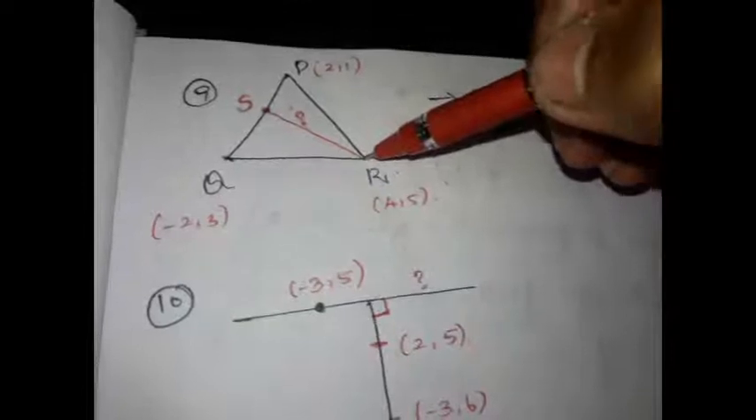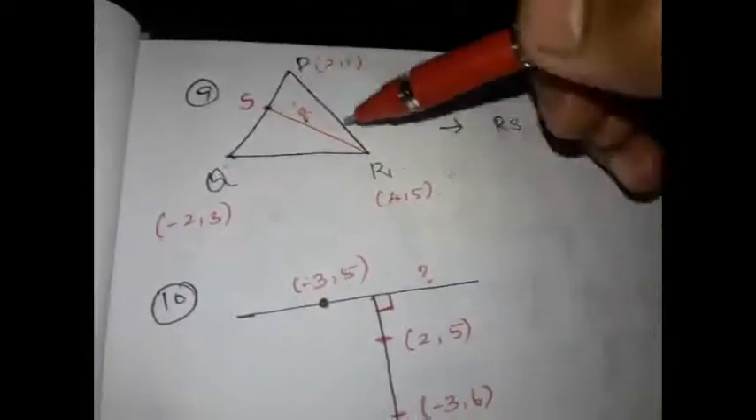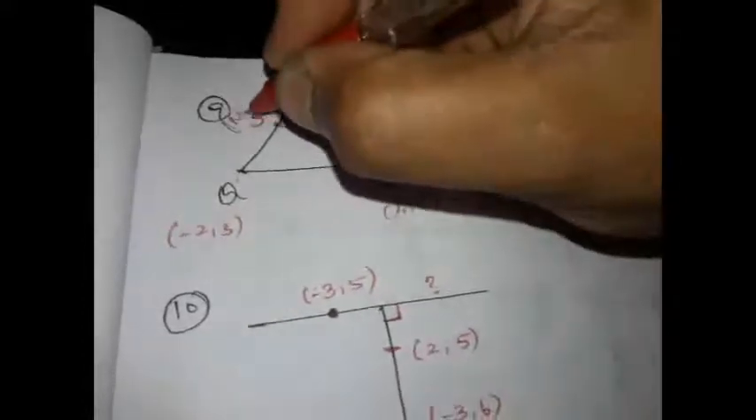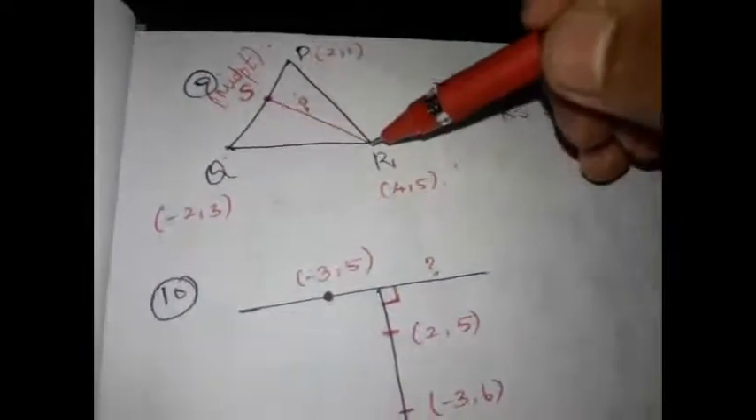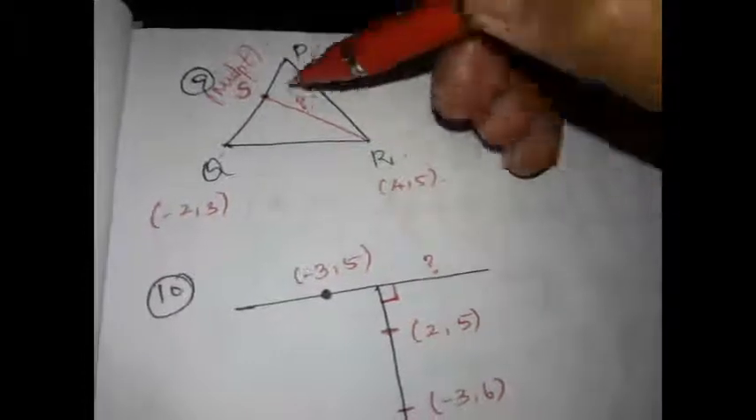What do you know about a median? A median is the line segment drawn from the vertex to the midpoint of the opposite side. Therefore, S is a midpoint, right? And they asked you to find the equation of the median drawn from R. So, they asked you to find the equation of RS.